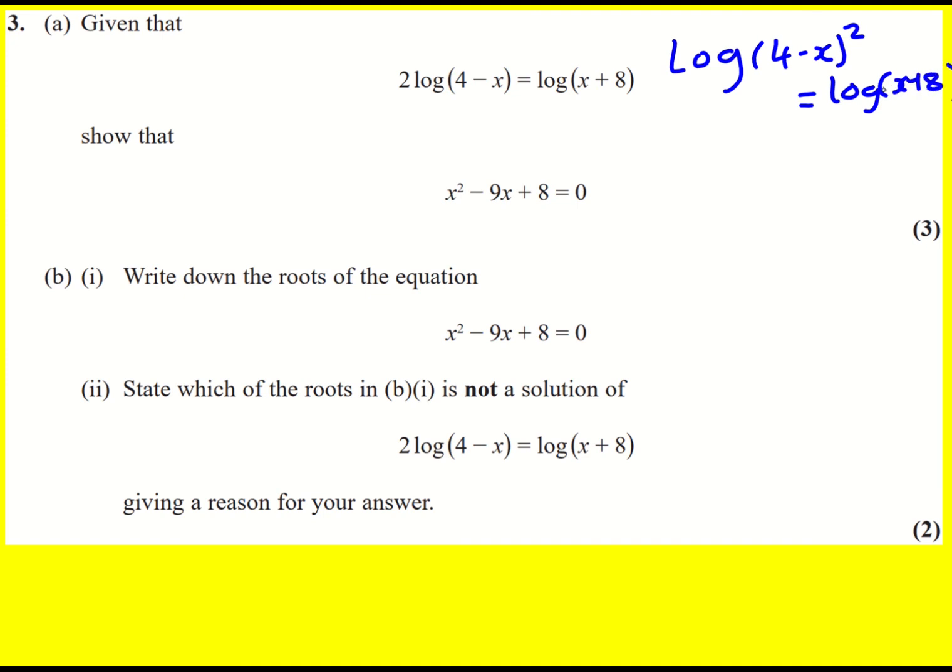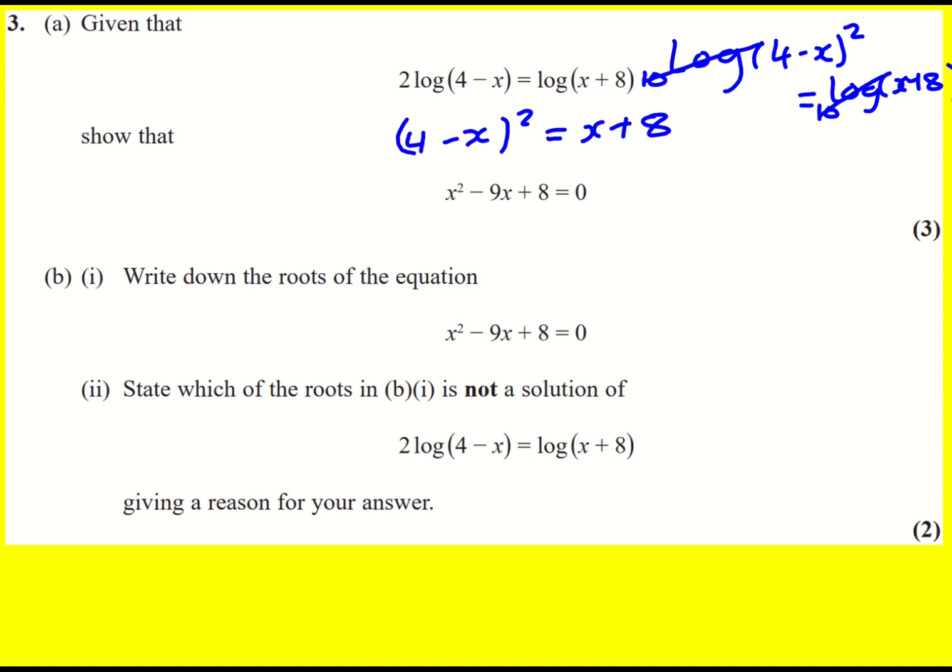Now if you log something and it equals another log, you can just set the two things equal to one another. (4 minus x) all squared must then equal x plus 8. If you prefer, you could raise both sides to the power 10, and these would cancel out. But it's better to just say, look, we're doing log of two things that are equal. It must be that the things themselves are equal.